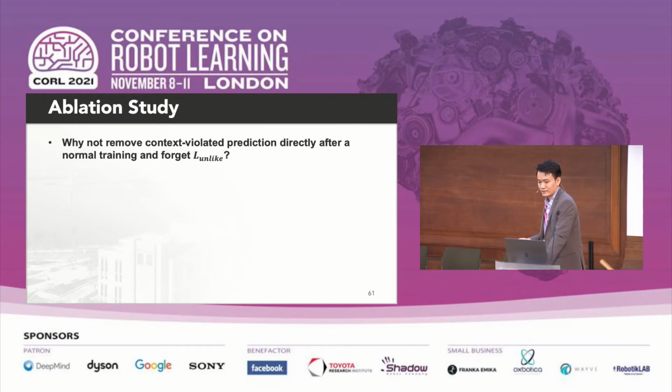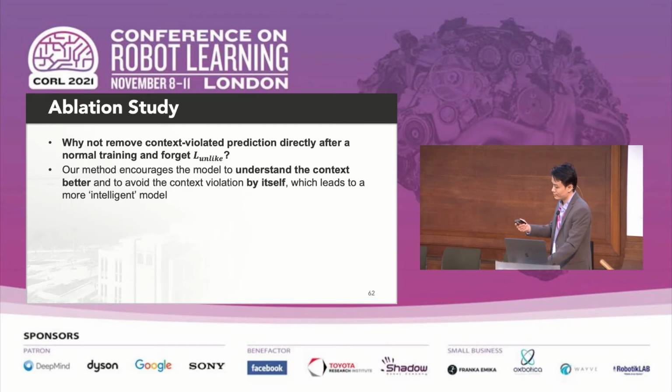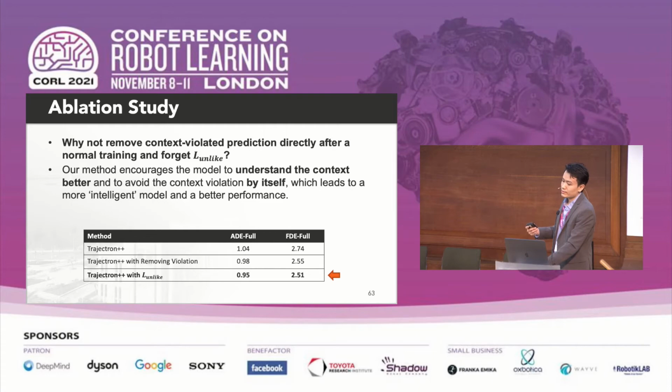Let's move to the ablation study. An intuitive way to avoid context-violated predictions is simply removing them as a post-processing step after normal training, right? Even though this is straightforward, the prediction model in this case isn't trained to obtain the context violation knowledge. In contrast, our method encourages the model to understand the context better and to avoid the context violation by itself. Therefore, our model is more intelligent compared to the method just removing the context-violated predictions, and leads to a better prediction.